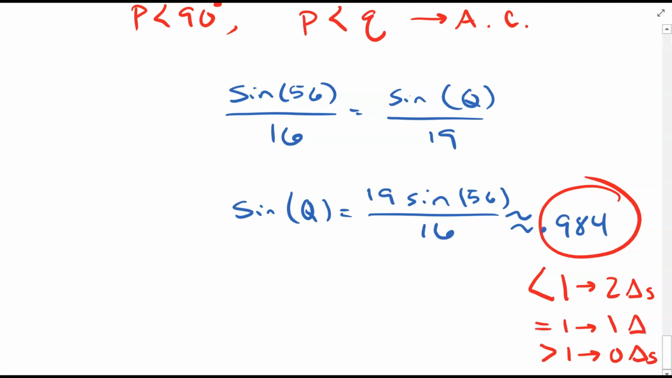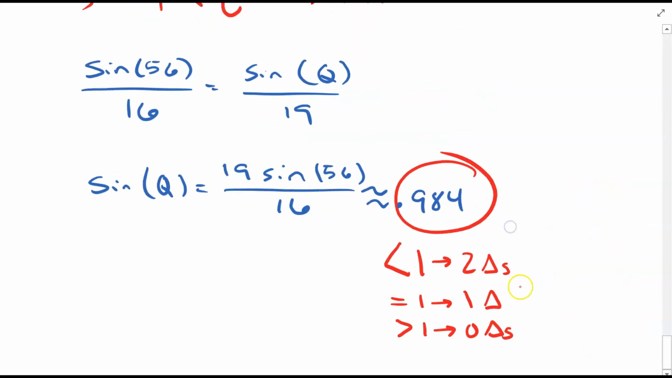So that number at the end, after we apply the law of sines, is going to tell me whether I should be looking for 1, 0, or 2 triangles. So if that number at the end is less than 1, we're going to get 2 triangles out of that. If it's equal to exactly 1, we're going to have 1 triangle. And in fact, what kind of triangle is it going to be? It's going to be a right triangle. And if it's greater than 1, we have 0 triangles.